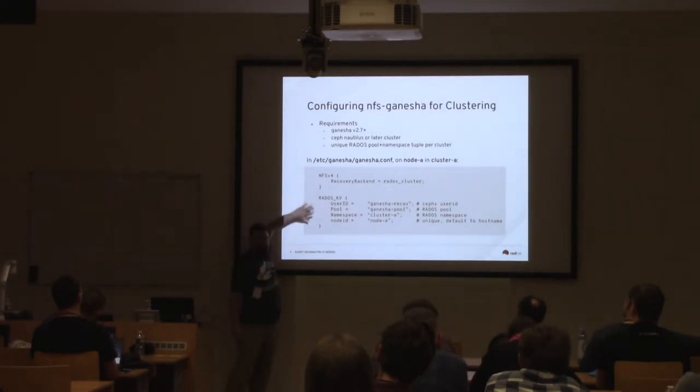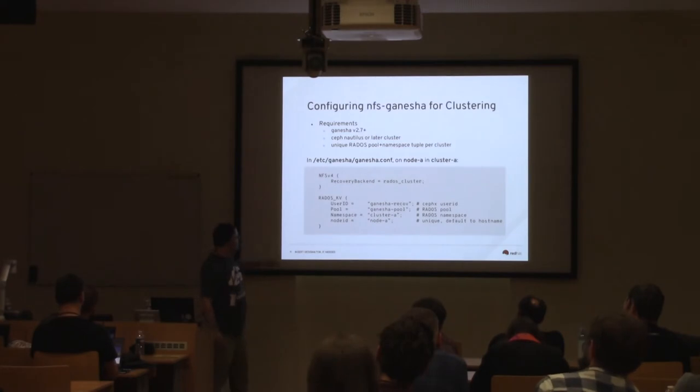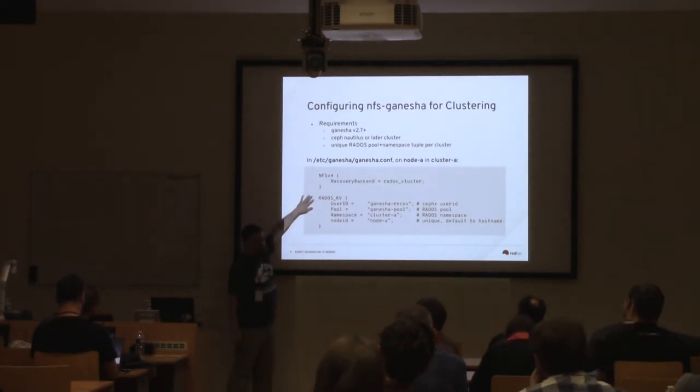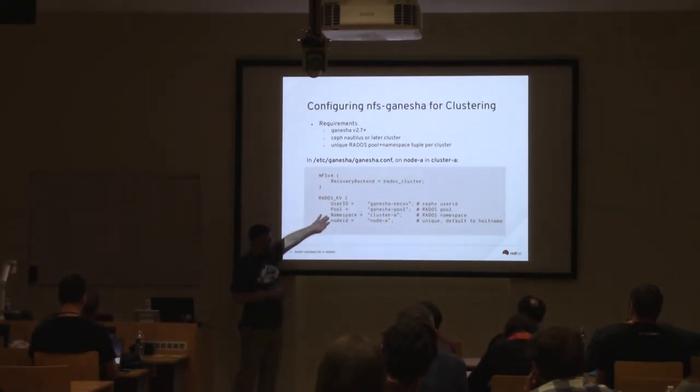And by the way, this is just an abbreviated configuration file. You would actually have a lot more parameters in here generally, but I'm just showing the ones that are relevant here. And then in the RADOS KV block, this is the block that tells Ganesha how to talk to the RADOS cluster: what user ID to use to talk to the cluster, what pool, namespace, and the node ID.